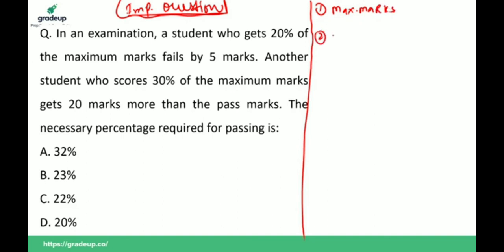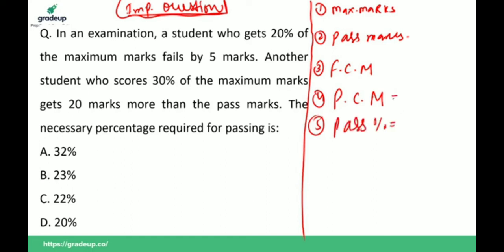Number 2, pass marks. Number 3, failure candidate marks. Number 4, pass candidate marks. Number 5, pass percentage. These 5 points we have to find in this question.